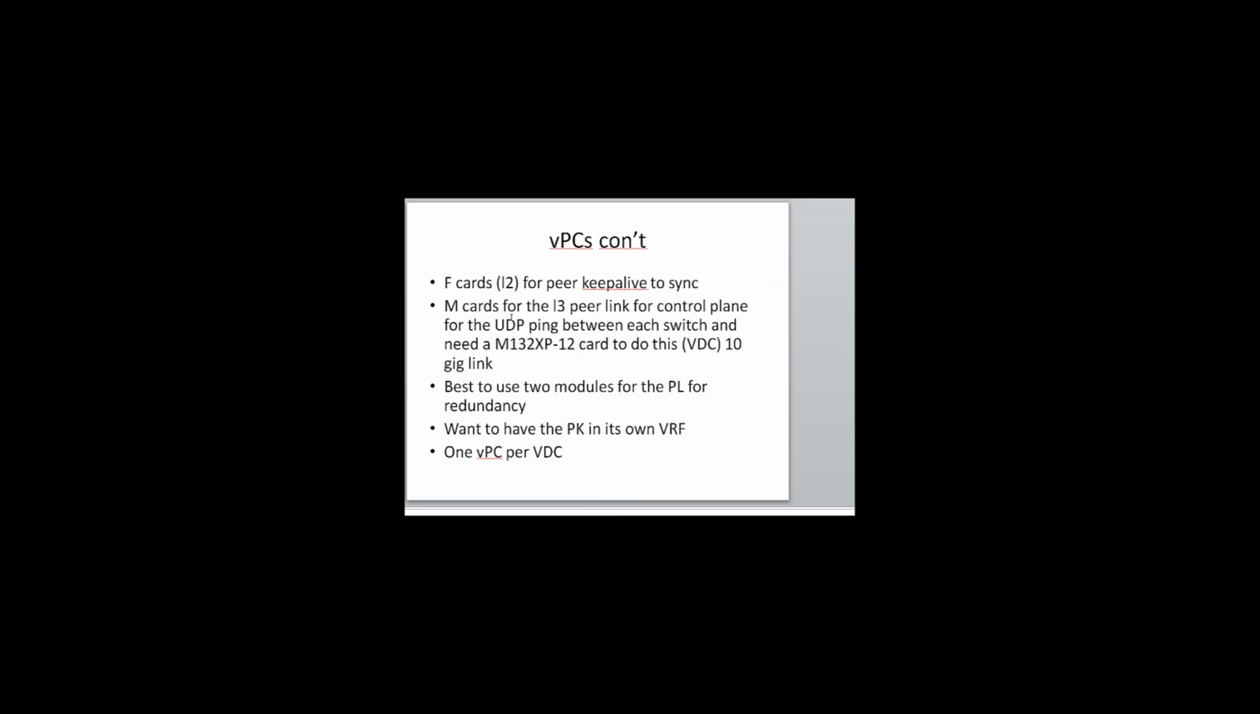We actually use Cisco Fabric Services here, which is basically the way you can sync these two devices together. But you need a minimum of 10 gigs to make that peer keepalive come up. One thing about the M cards that is good to know as well: as of the last white paper I read, you need this exact model line card to make the peer link work.